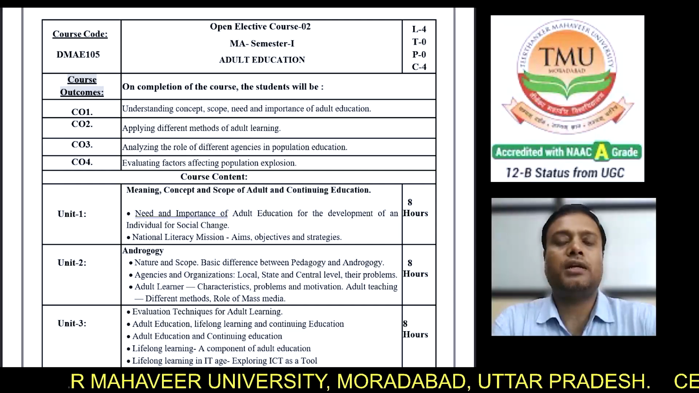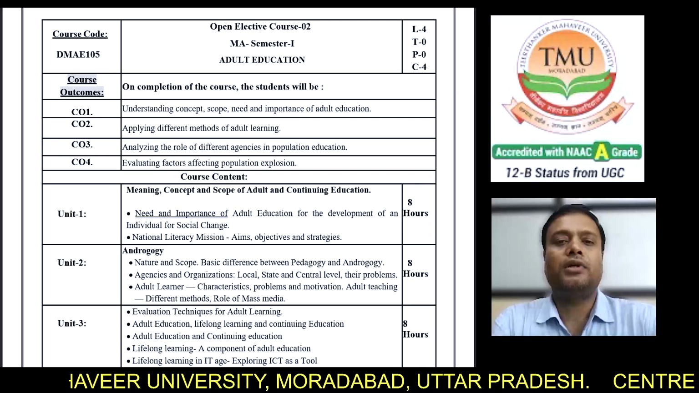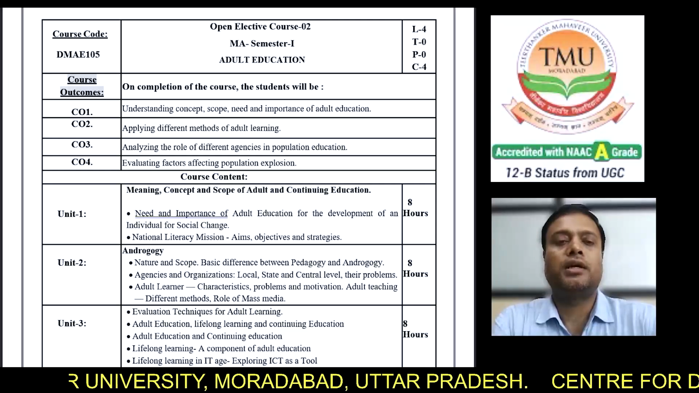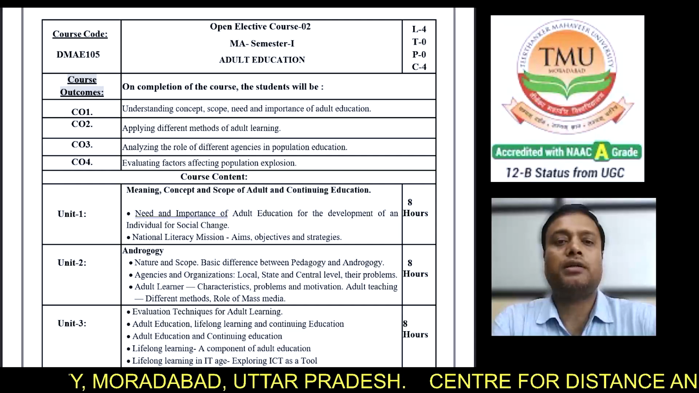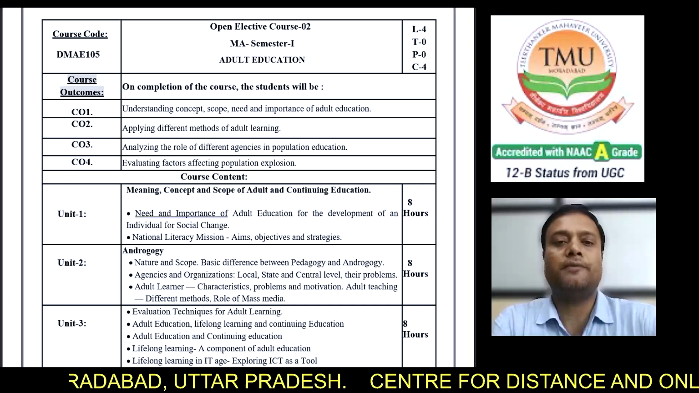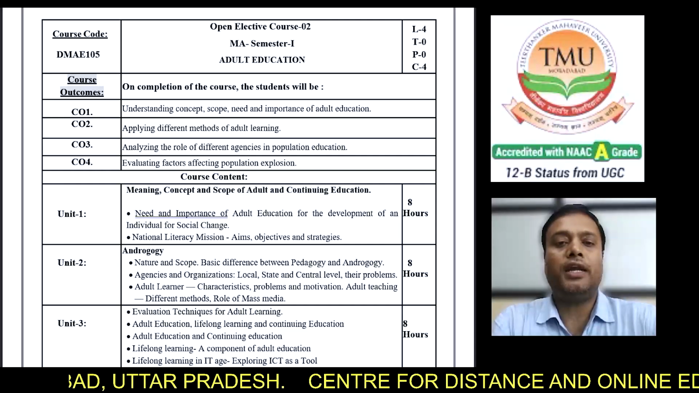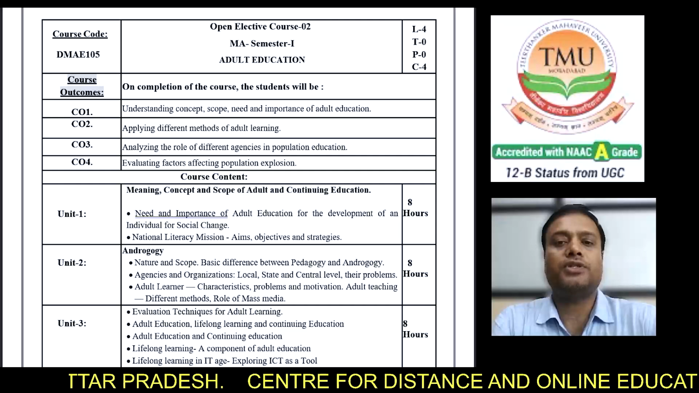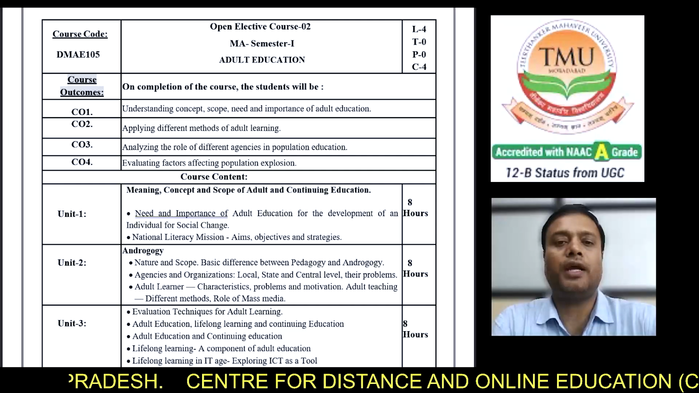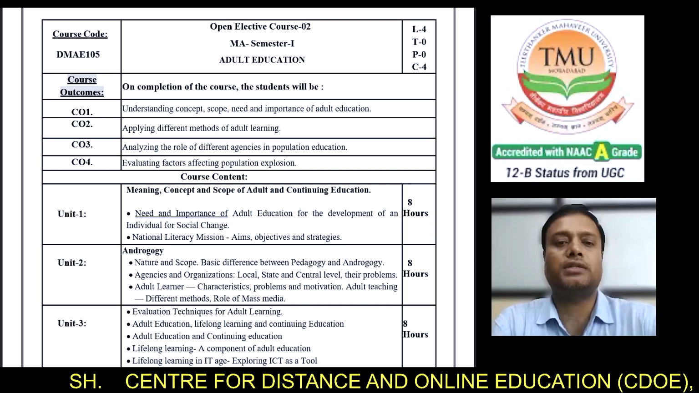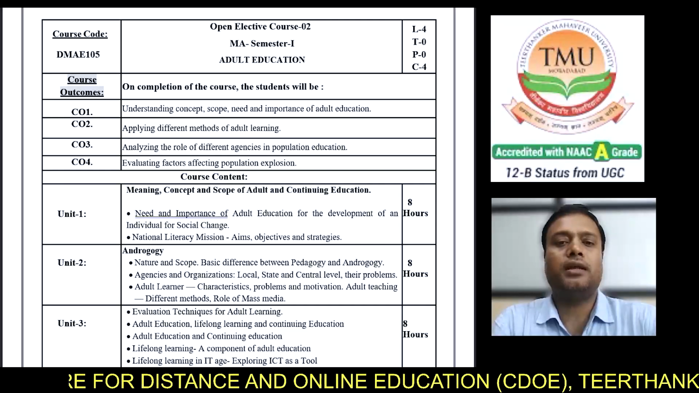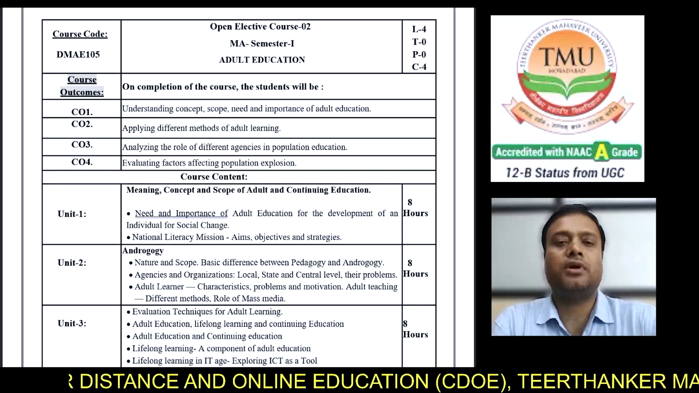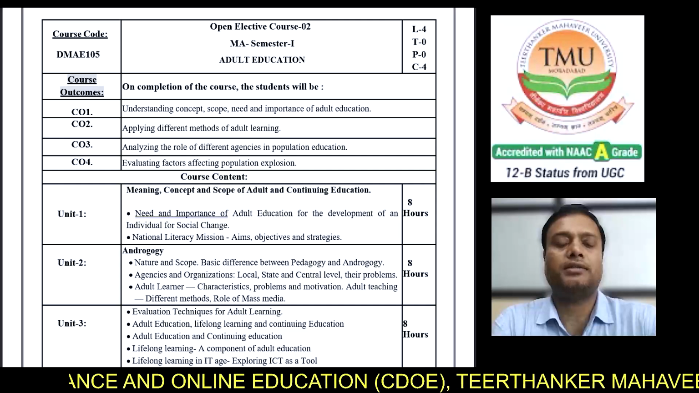And the course content is divided into 5 units. The content of unit first is need and importance of adult education for the development of an individual and for social change. And the second point is National Literacy Mission: aims, objectives, and strategies.